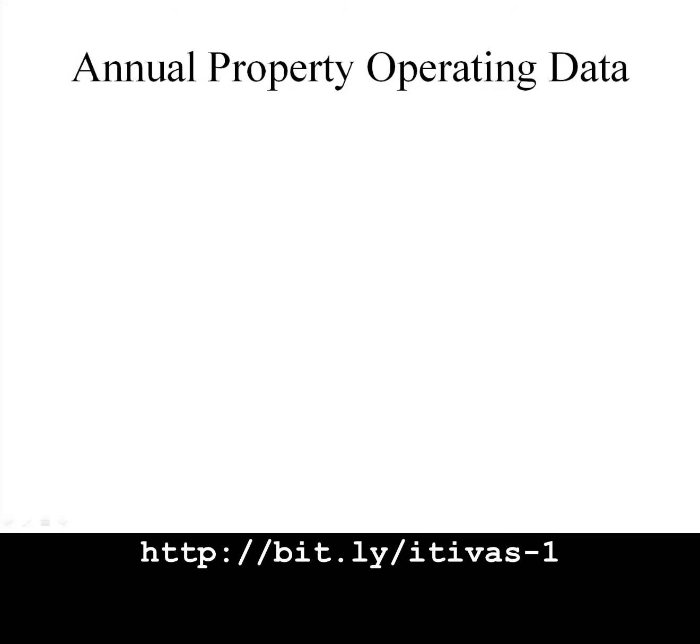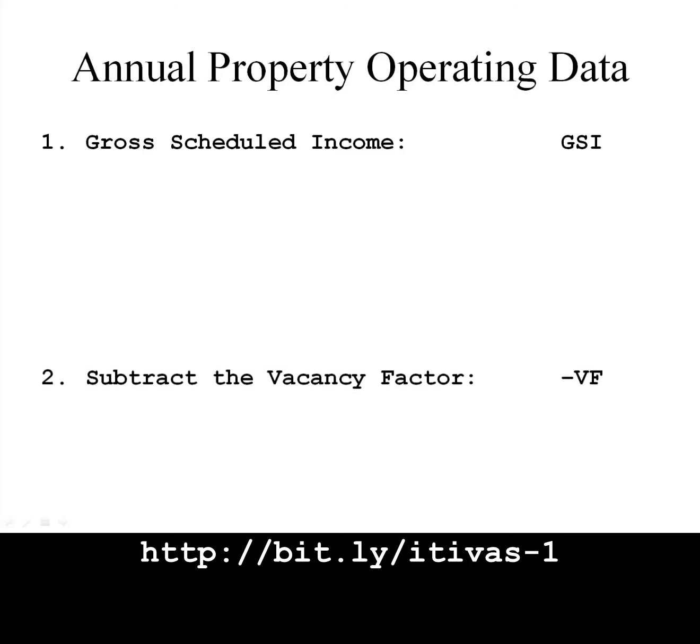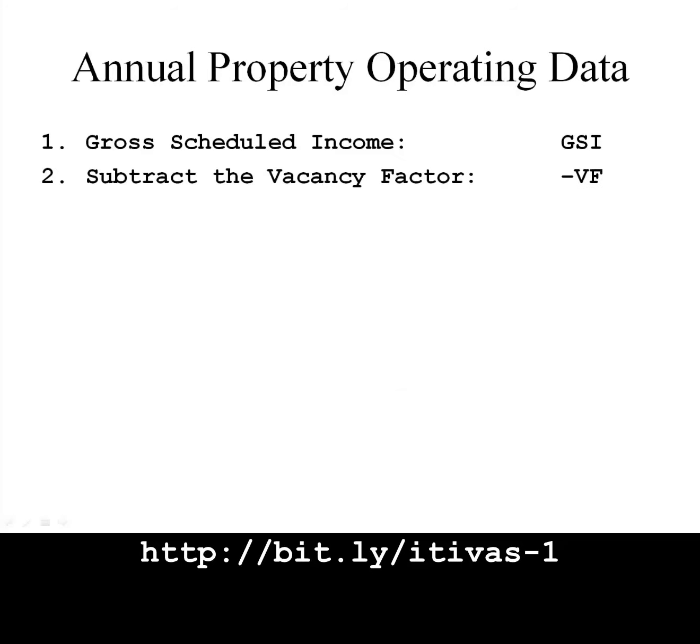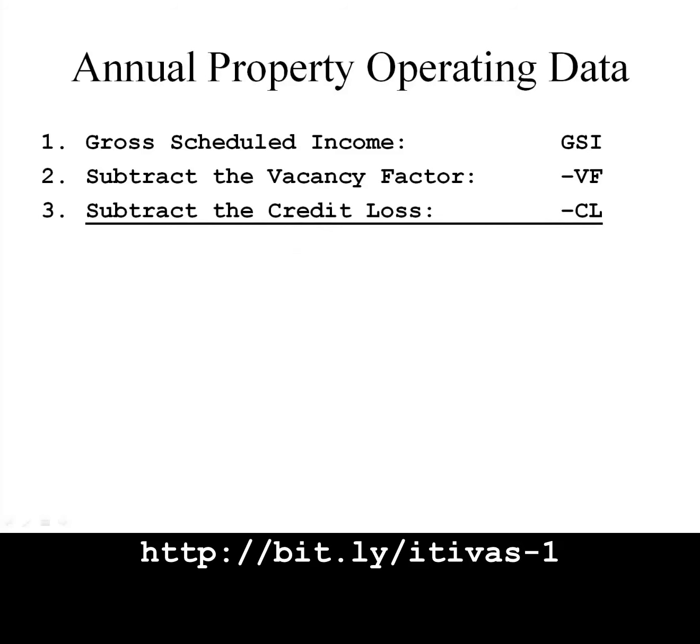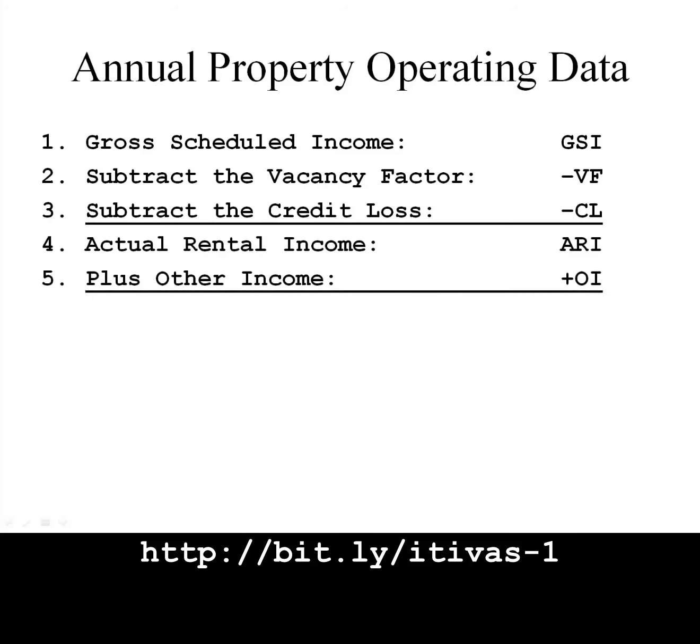Annual property operating data. For an income property, we start with the gross scheduled income, with all units fully occupied and fully paying income. We then subtract the vacancy factor, subtract the credit loss, actual rental income. We then add the other income, such as laundry services, satellite TV, cable TV, to arrive at the effective gross income.